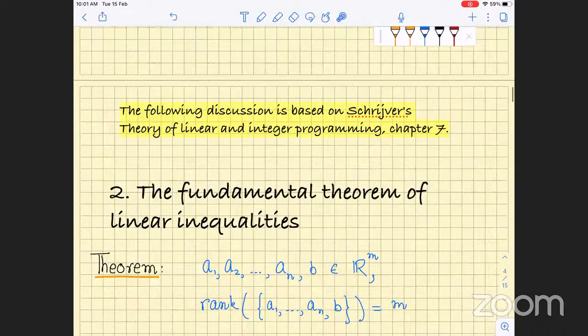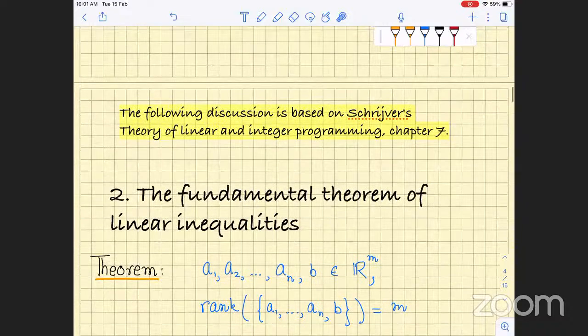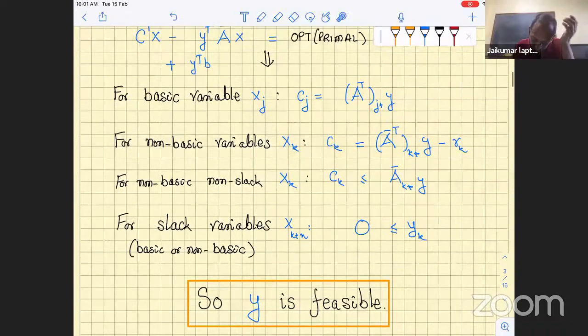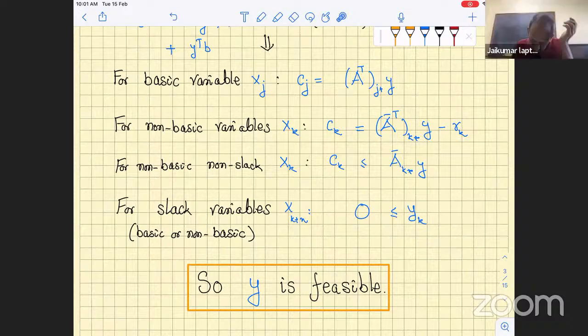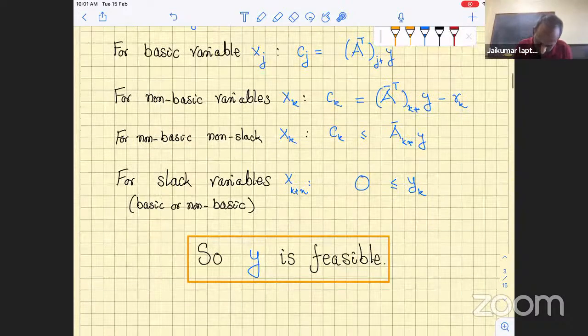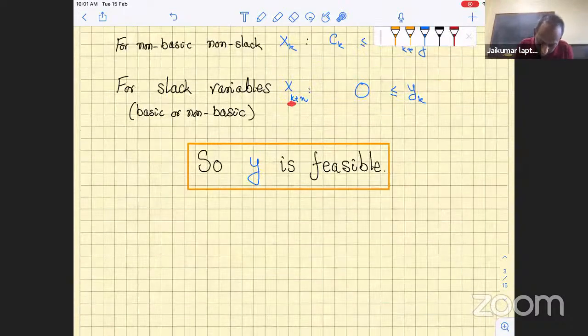All right. Jaykumar, we needed non-negativity for all variables, right? We need to show non-negativity for all variables. Yes, so this is for all variables. Yeah, so that's okay. Let me just say this value K.